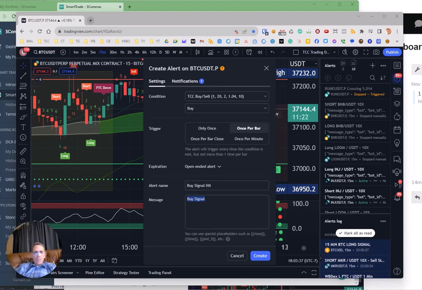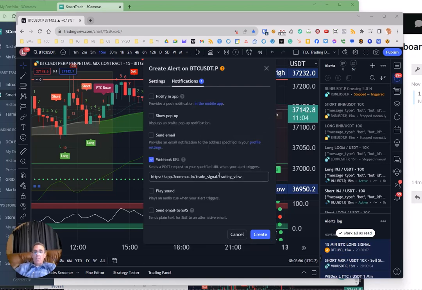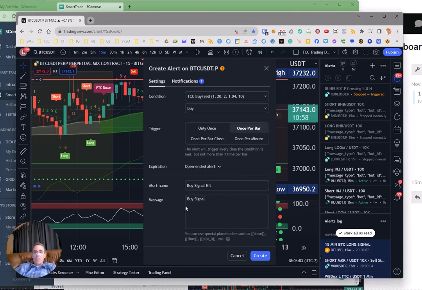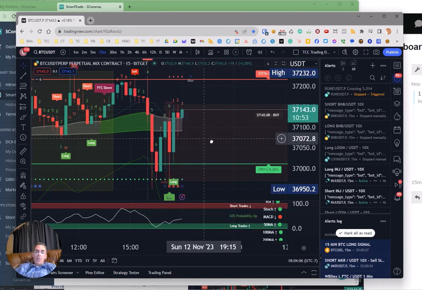Now, to automate this, you're going to put a signal that will go into that 3Commas program, and that's why we like to do this. This will start the bot going. We teach that inside of our training program. But you can just set yourself an alert message to let you know, or to play a sound, so that you could go manually set the trade. So then I would hit create, and it would create that alert.